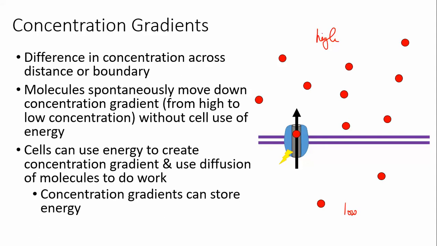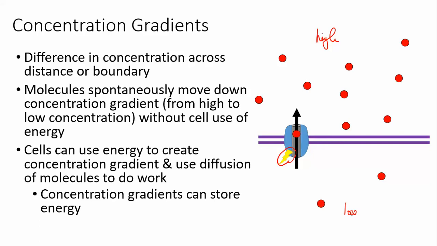Another common theme we'll see in the future is that cells often will create a concentration gradient. So, for example, here we see this channel protein is actually going to use energy, represented by this lightning bolt, to actively pump these red molecules from a low concentration to a high concentration. So they're using energy to do that, and since those molecules, if they are allowed to move on their own, will naturally move down their concentration gradient, you can use their diffusion to then do work. And that's how a lot of processes in the cell, especially cell respiration and photosynthesis, happen.